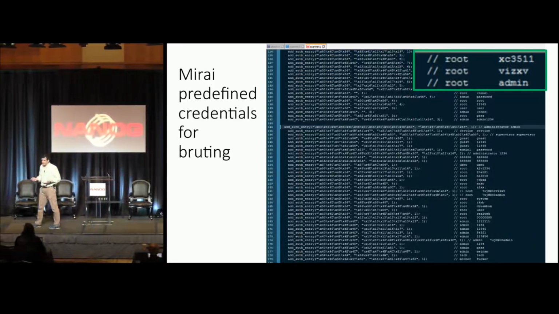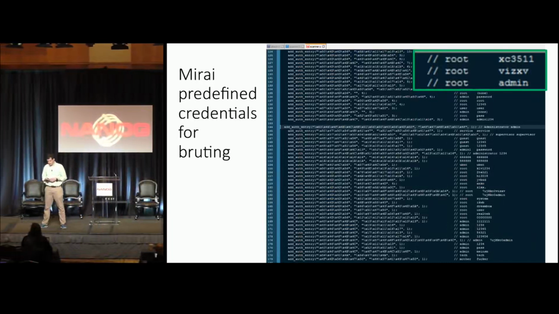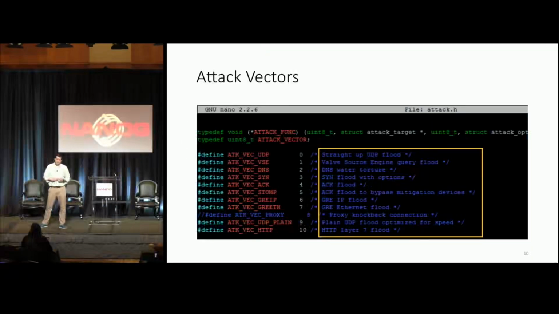This is completely configurable. You can add your own. You can do whatever you'd like with these. There are 9 attack vectors that are out of the box. One of them is commented out, and one of them is broken. 10 maybe. And we're going to go through all of these that are included.